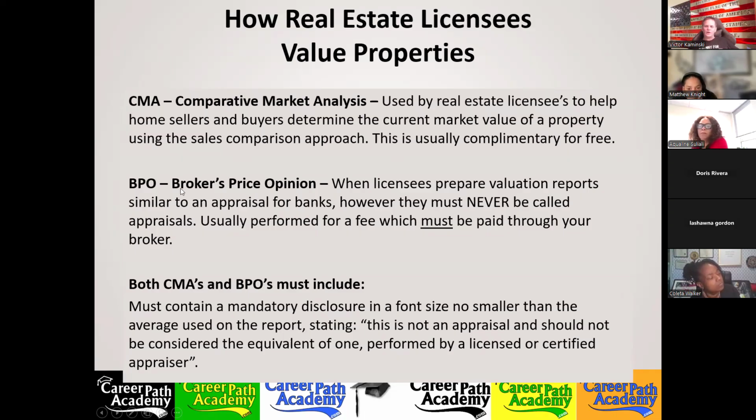We do BPOs, broker price opinions, when licensees prepare valuation reports similar to an appraisal for banks. However, they must never be called appraisals. Usually performed for free, or for a fee that must be paid through your broker. Both CMAs and BPOs have to have a disclosure on them saying that this is not an appraisal and should not be considered the equivalent of one performed by a state licensed or certified appraiser.